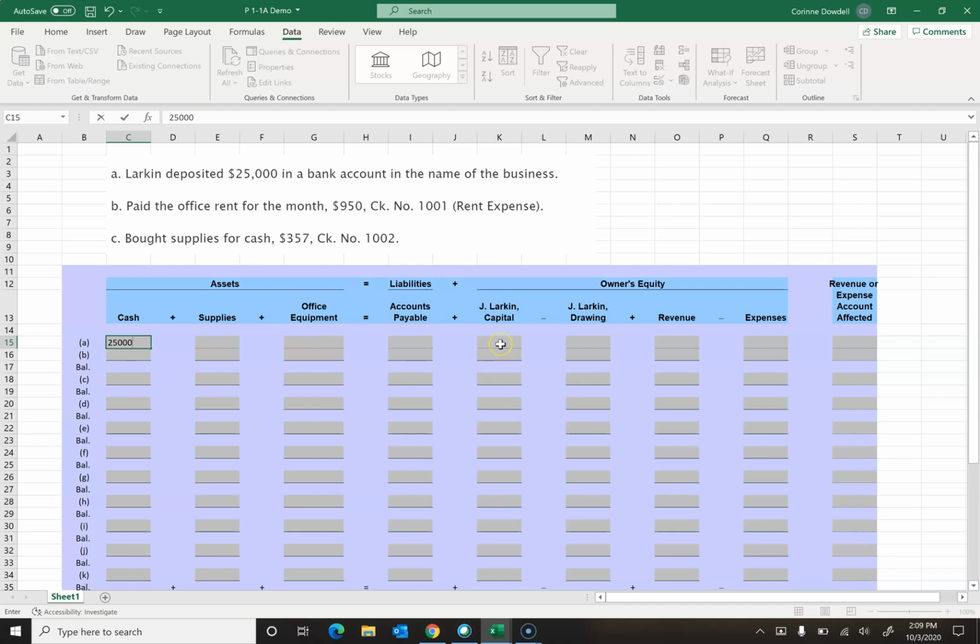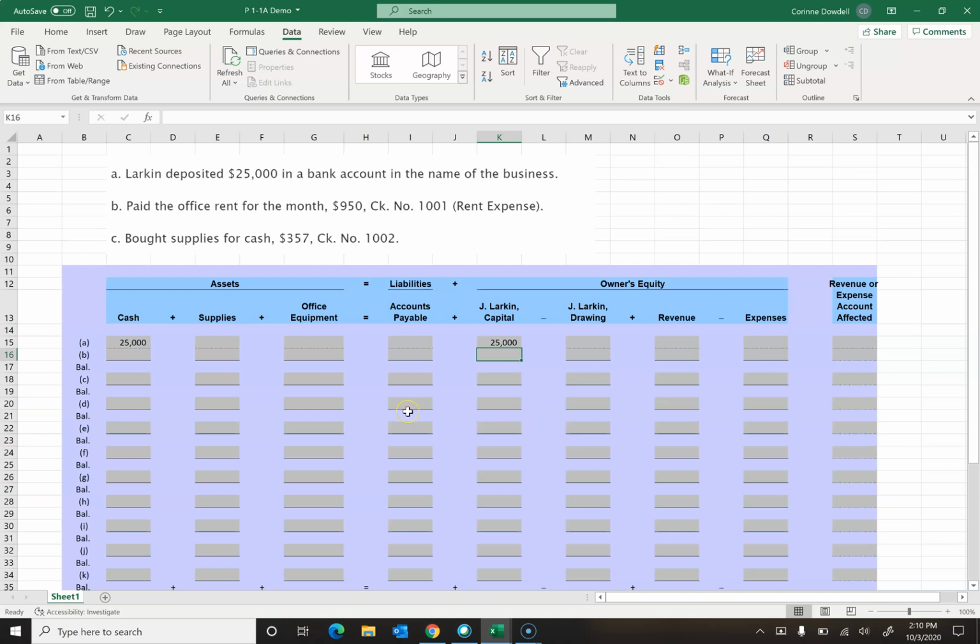We're going to pop on over to capital. We know he's depositing, he's making an investment. And that's all we need to do for that transaction. Okay? Paid the office rent for the month, $950, check number 1001, and then it says rent expense.